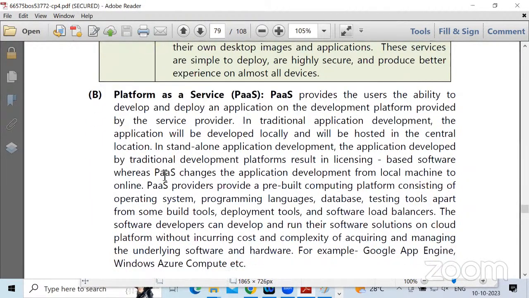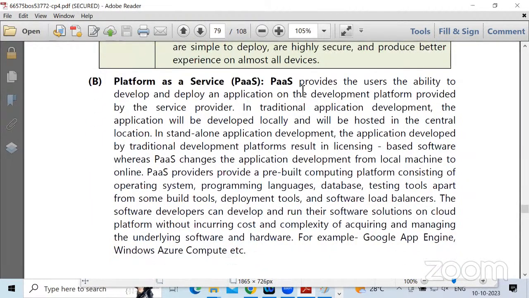Next, platform as a service. It provides the users the ability to develop and deploy an application on the development platform provided by the service providers. You have to remember these two words: develop and deploy. Platform, develop and deploy. Chapati, paratha, to develop and deploy chapati or paratha, you need to have a platform. Similarly, to develop and deploy an application software, you need to have a development platform.